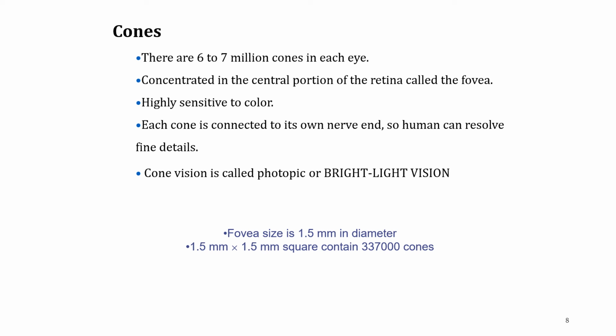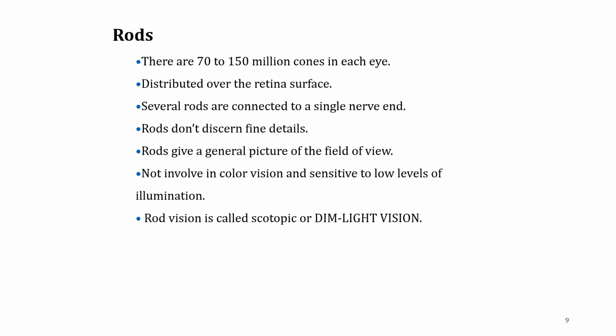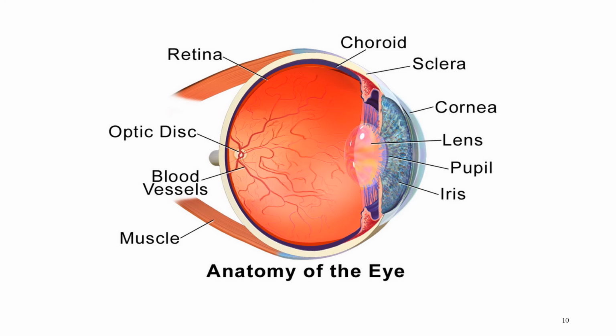So these are the points about cones, and these are the different points about rods. And this is the anatomy of the eye. These are the main parts of the human eye: the cornea, sclera, the second layer choroid, and the third layer retina. And there are other parts, the lens, pupil, and iris. These are also very important parts of the human eye.